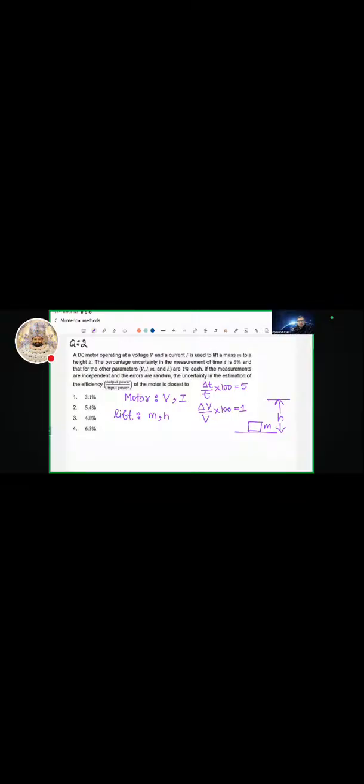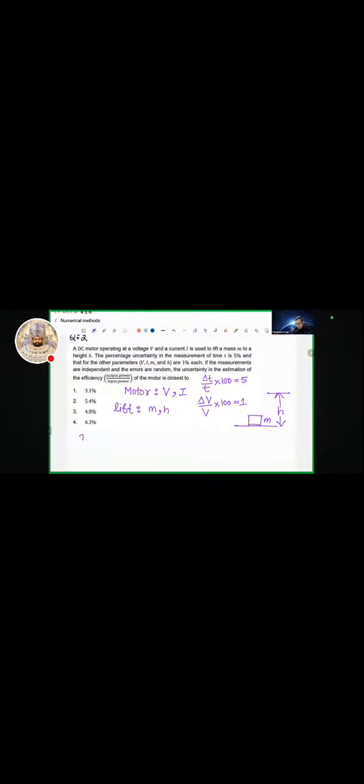If the measurements are independent and errors are random. Errors always should be random, because sometimes errors are not random. In that case, we have a separate dealing. That basically means, why is the error coming? If you know the reason of error, then you should fix the error. If the errors are random, basically not controllable and random every time, then only this kind of maths applies. Uncertainty in the estimation of efficiency.